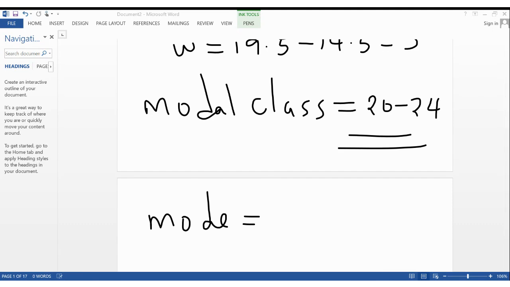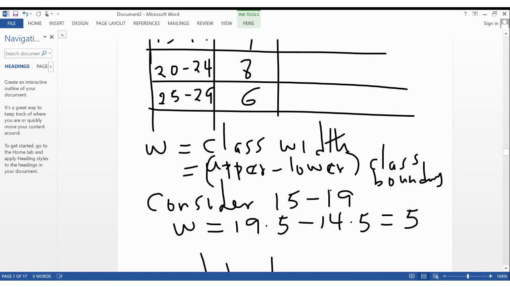Sawa, at least you are following. That's true, 19.5. Sawa, that is the formula. Plus, you remember our F naught. Our F naught was the frequency of the modal class. The frequency of the modal class is what? It is 8.